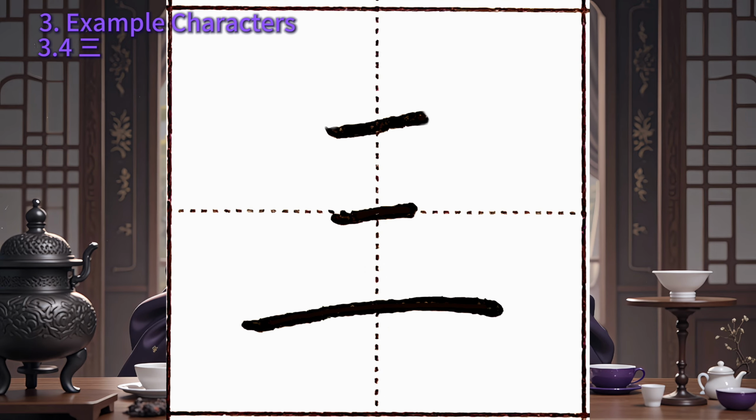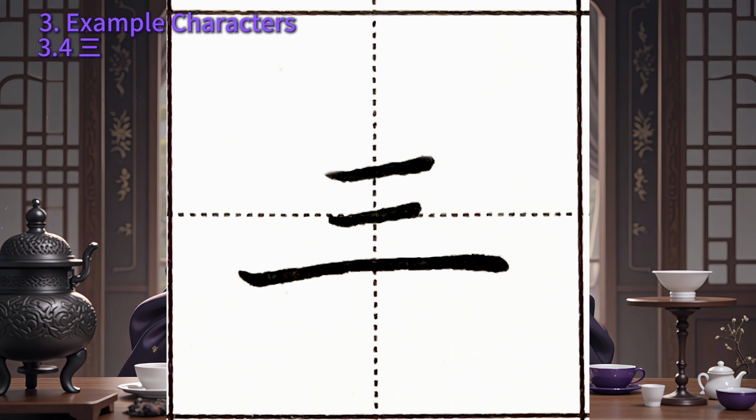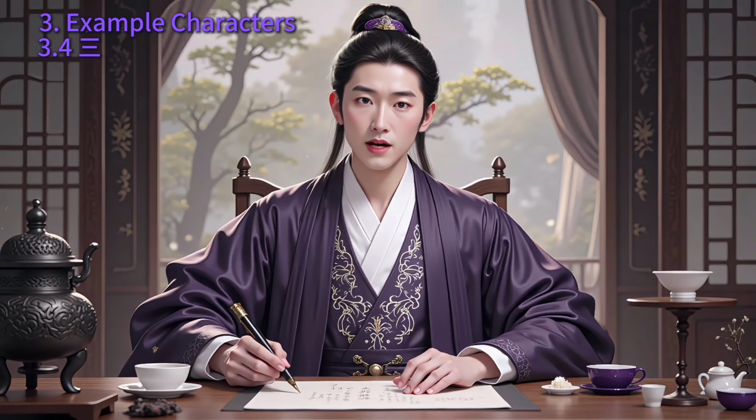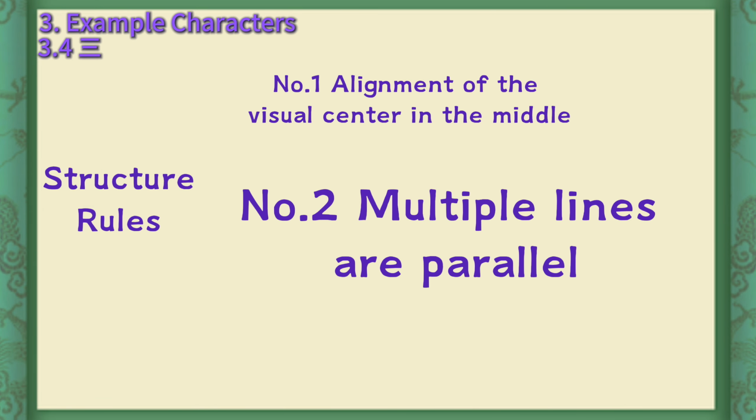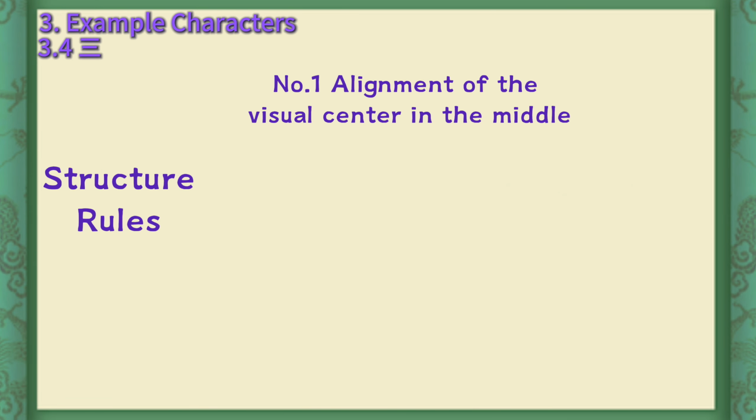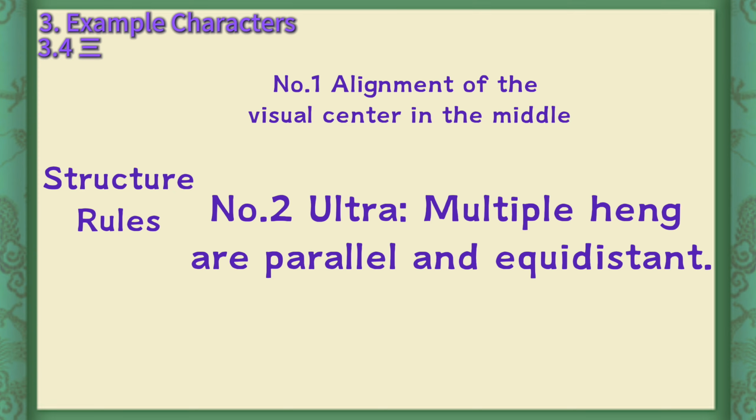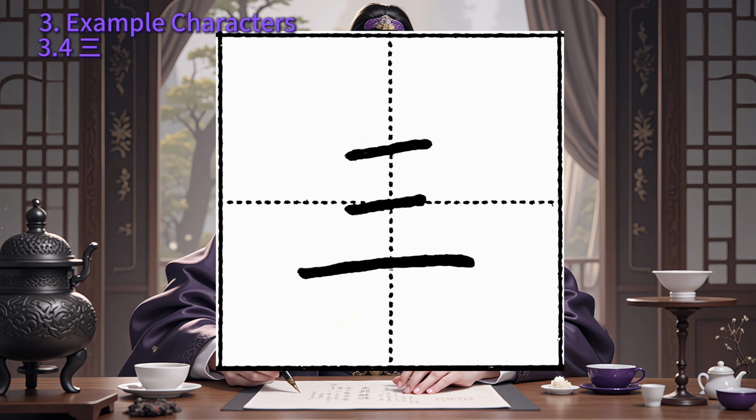If the distance is too big, this san looks too loose. If the distance is too small, those three Heng are too close and feel like the Chinese character is hard to breathe. More explanation about the distance I will introduce in the next video. But we need to upgrade rule number 2 to the ultimate version. Multiple Heng are parallel and equidistant. That means not only are these Heng parallel, but the space between them is even.